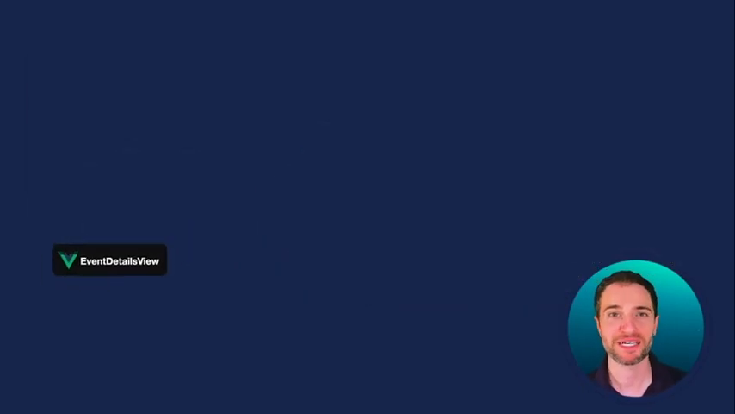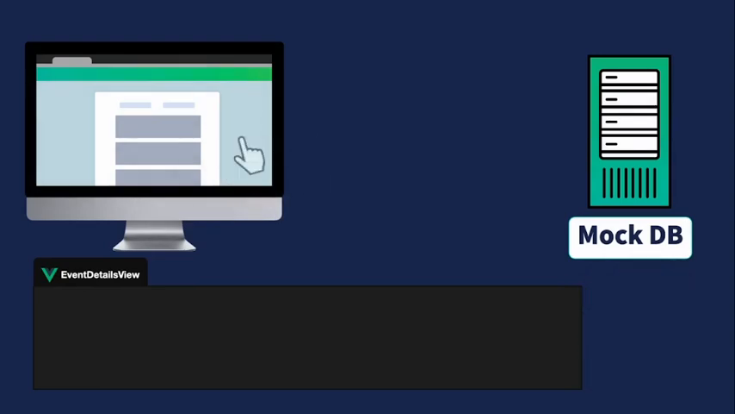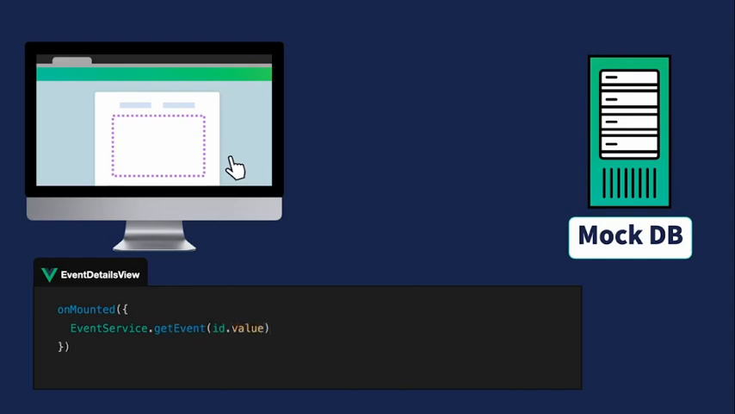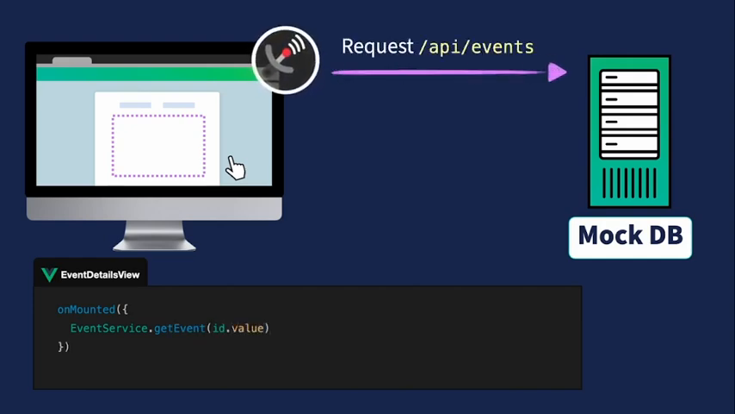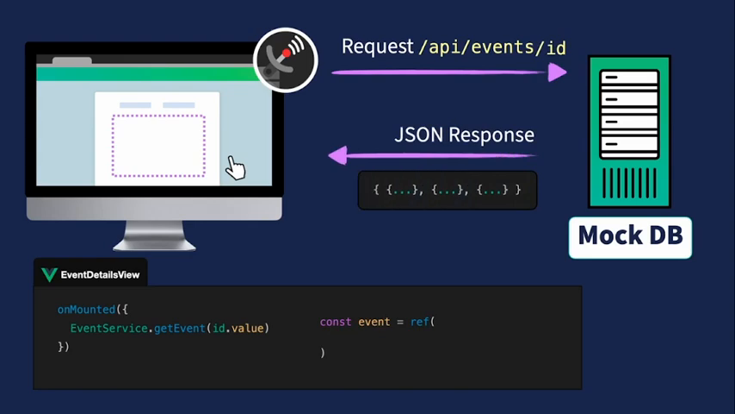In part 1, we're going to get this functionality to work. When a user clicks on one of the event cards, they'll be routed to the new event details component. When that component is mounted, it'll make an API call, fetching the data for just the event that we clicked on. We'll do that by fetching it by its ID. And once we receive the JSON response for that event, we'll set it as our local component's event data, which it can then display.